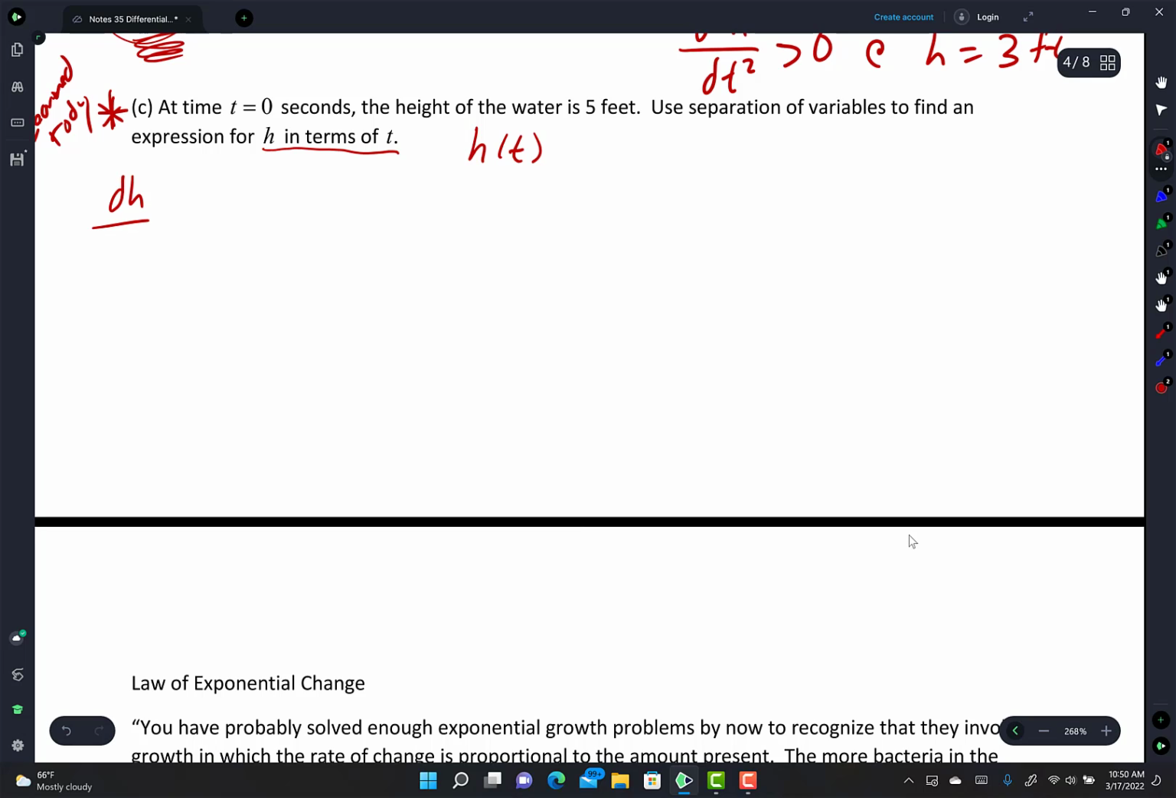What was dH/dt? Okay, what's the first step? Move the h's with the h's, move the t's with the t's. There is no t, so you're going to leave the constant there. So how do I get rid of that square root of h to go to the left? Divide. So dh over square root of h equals negative 1/10 dt. Can everyone do that?